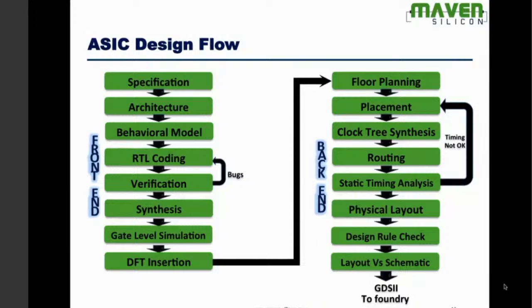This is how the design flow looks. It starts with the specification and ends with GDS2. There are two major domains. In this design process, specification to synthesis falls under front end, and the remaining steps, which are related to P&R, fall under back end. Now, let's look at every step in detail. I will walk you through all the steps.